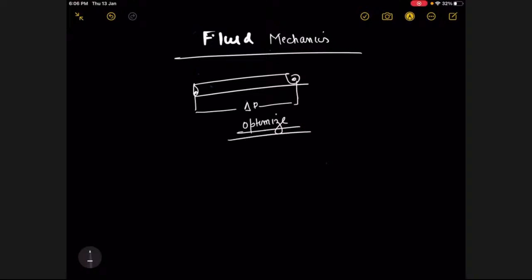And when we are optimizing this delta P, please make sure that pumping cost should be reduced. Once the pumping cost is reduced, it is going to help us in various sections. Ultimately, we are going to save the energy.